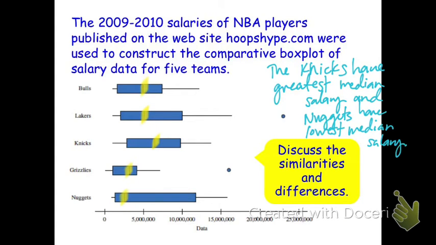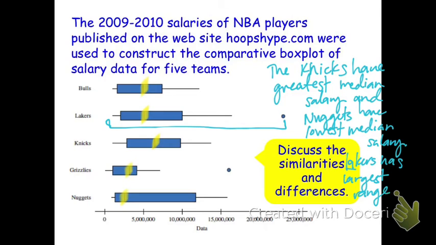Let's look at the ranges. Which one has the largest range? Lakers, because it goes all the way out here. It goes away from Robert Sacre. So Lakers. Who's that outlier probably at this time?